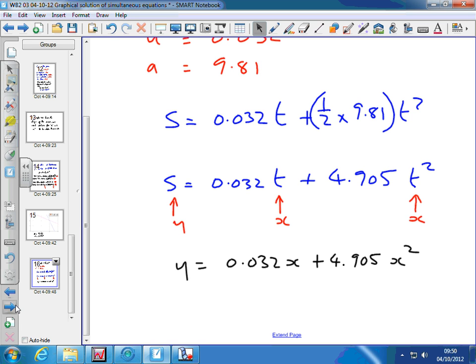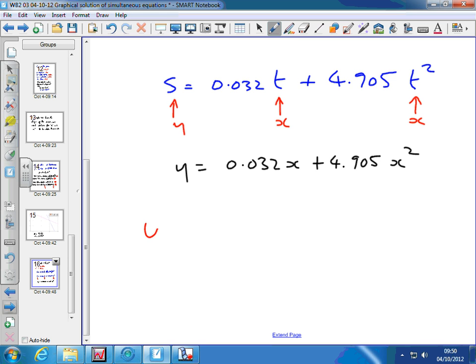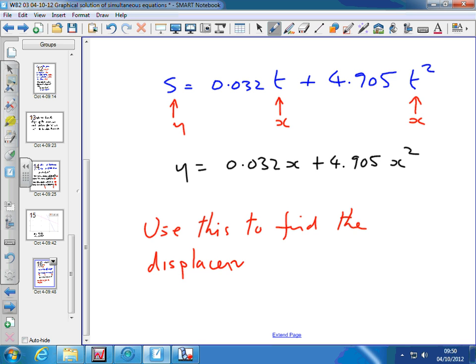So I could literally type that into Autograph and I'd have the function plotted. And I could maybe use that to find the displacement at a certain time. Or at any time. How far has this thing travelled? And that's the use of it.